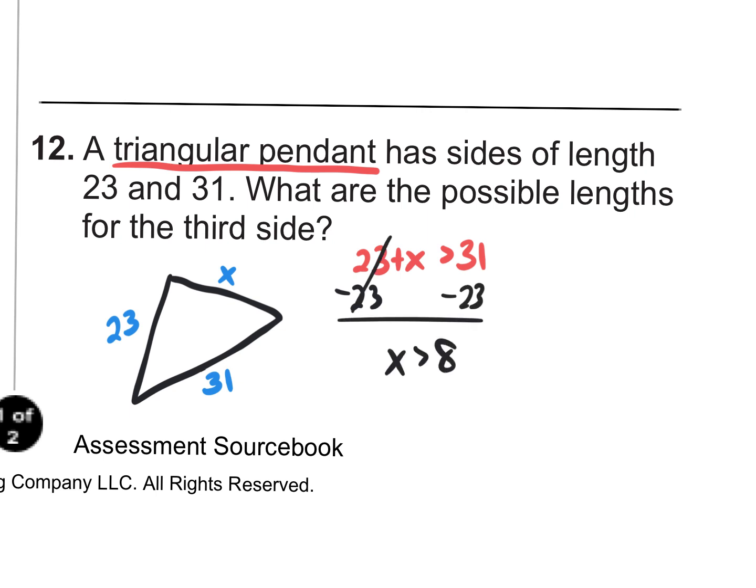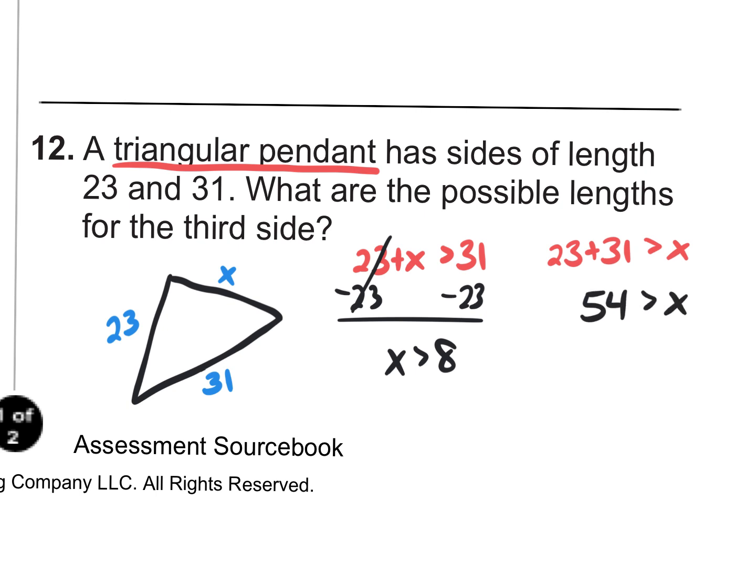There's one scenario. For our second scenario, you have to think, could this side be our biggest side? Yes. Could, right? So these two would have to add up to be greater than that x value there. So 23 plus 31 would have to be greater than x. What's 23 plus 31? 54 is greater than x.